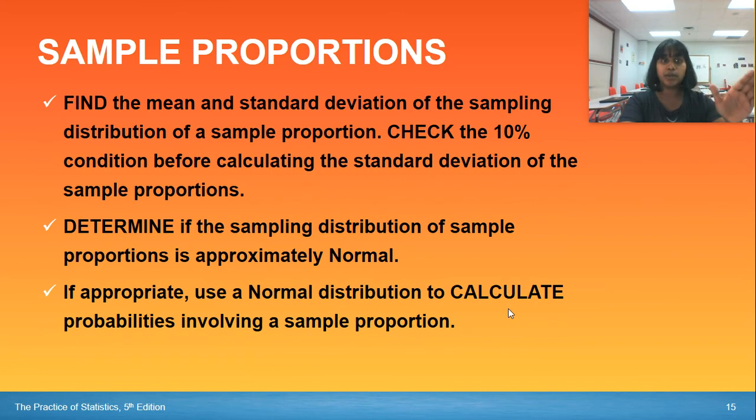So I wanted to do a quick wrap up. After this video or after our day in class, can you find the mean and standard deviation? Can you check your 10% condition for the standard deviation of sample proportions? Can you determine if it is approximately normal? And if it's normal, can you calculate probabilities using the normal distribution of a sample proportion?